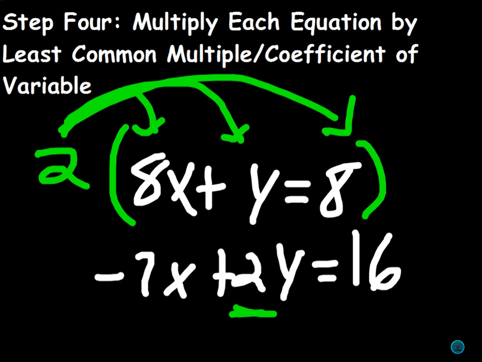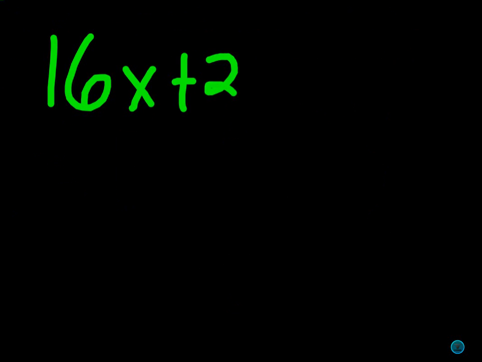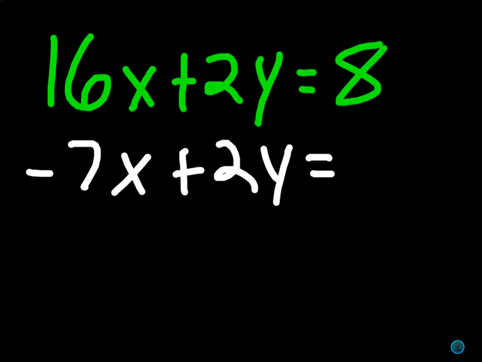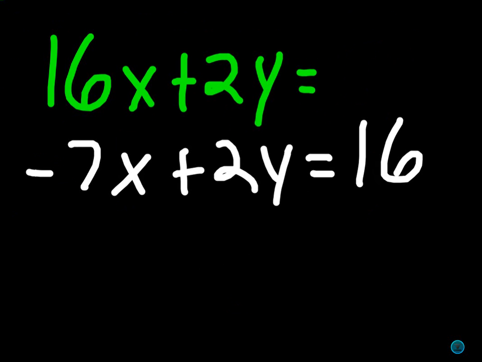Okay, so when we do that, I'm just going to make a new screen here because I don't think I have any. So to get 16x plus 2y equals 8. We're going to rewrite the bottom as negative 7x plus 2y. Oh, thank you. It should be 16, thank you. Okay. Can I go to the rest?